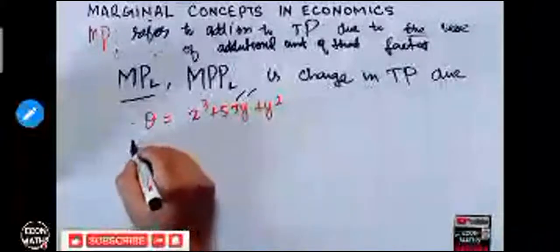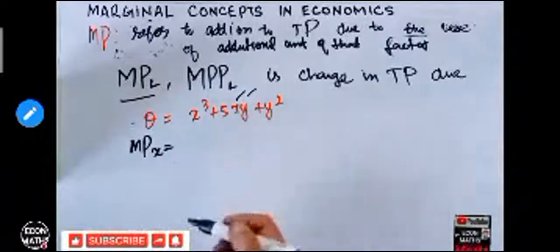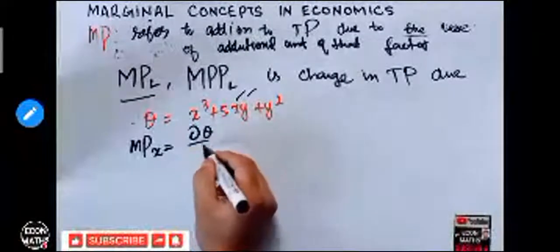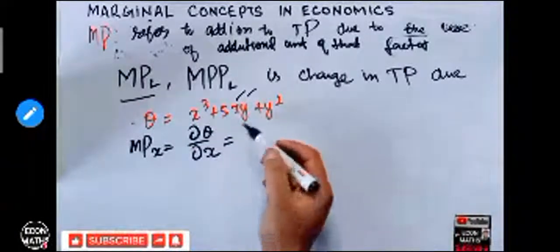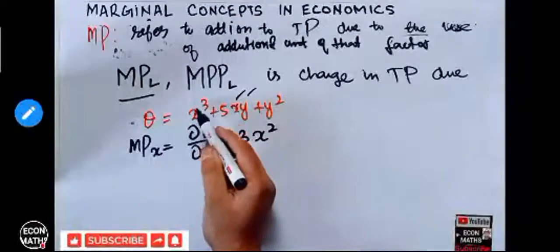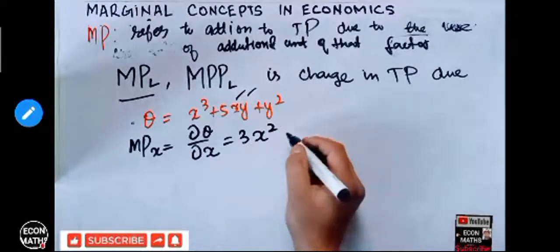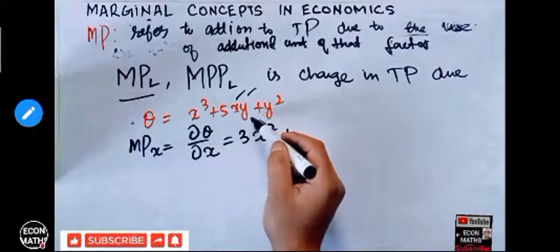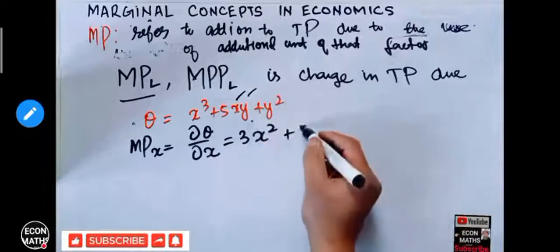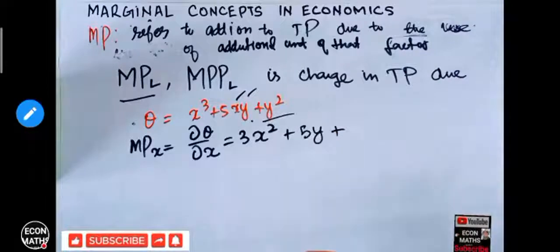So marginal productivity of x is simply the partial derivative, because there are two variables. We write it as dQ divided by dx. So derivative of x cube is 3x square. This 3 becomes the coefficient, and 3 is subtracted by 1. This is all about the power function rule. Plus here, since y is assumed constant, the derivative of x is 1, so 5 into 1 into y is 5y, plus the derivative of y square is equal to 0 because we assume it constant.